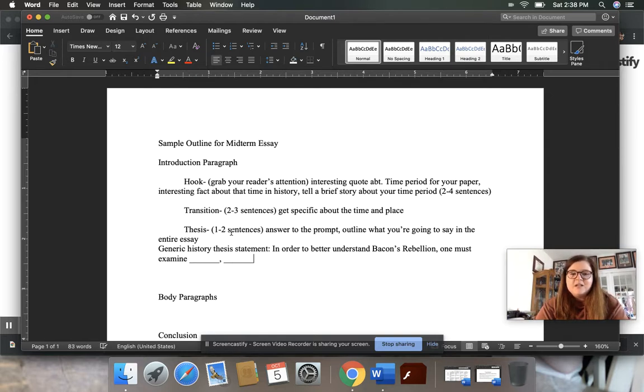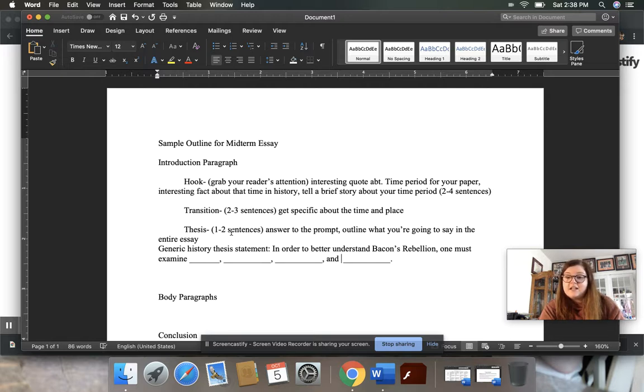I'm not giving you those. You're going to look back at your resources and decide what are the 4 things that my people need to know about in order to understand Bacon's Rebellion. And once you line those out, then you are ready to move on to your body paragraphs, which will address each of those points that you've made in your thesis statement.